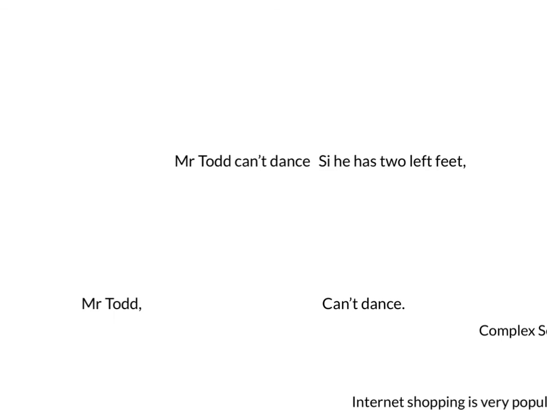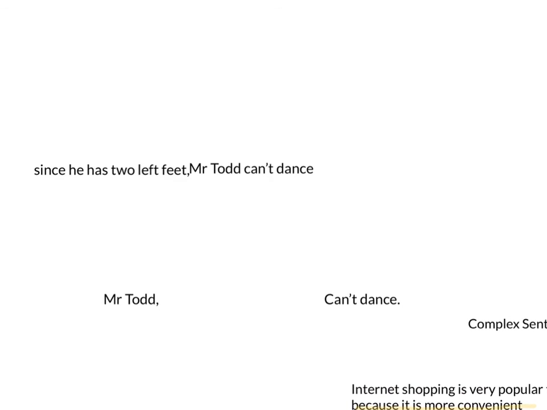So again, this is now a complex sentence because I've added a subordinating conjunction. That "since" is in our I-saw-a-wabub. "Mr. Todd can't dance since he has two left feet." It's also possible to put a conjunction at the beginning. "Since he has two left feet, Mr. Todd can't dance." And finally, I've put this one here so I can feed it in. "Mr. Todd, since he has two left feet, can't dance."